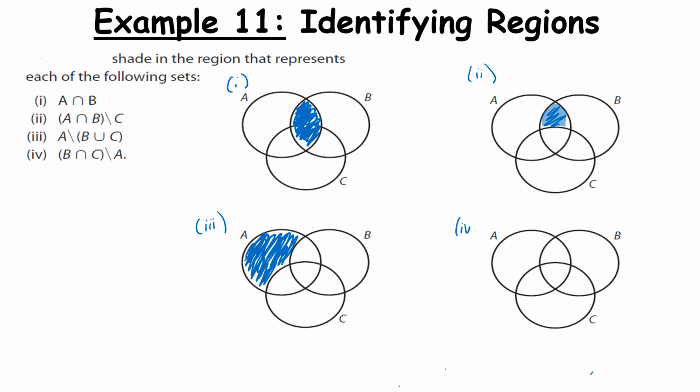And the fourth and final part is B intersection C, take away A. So B intersection C is here and here. And now we take away A and we're left with just this piece here. Okay, so that is B intersection C less A.